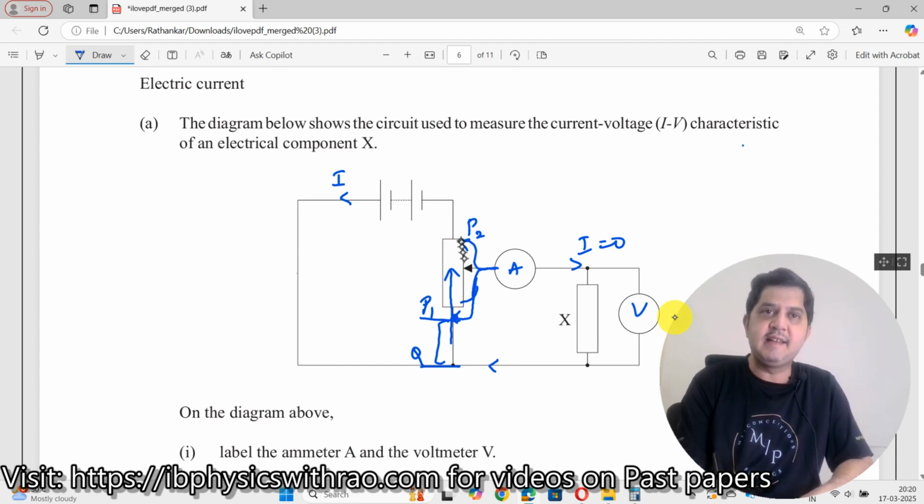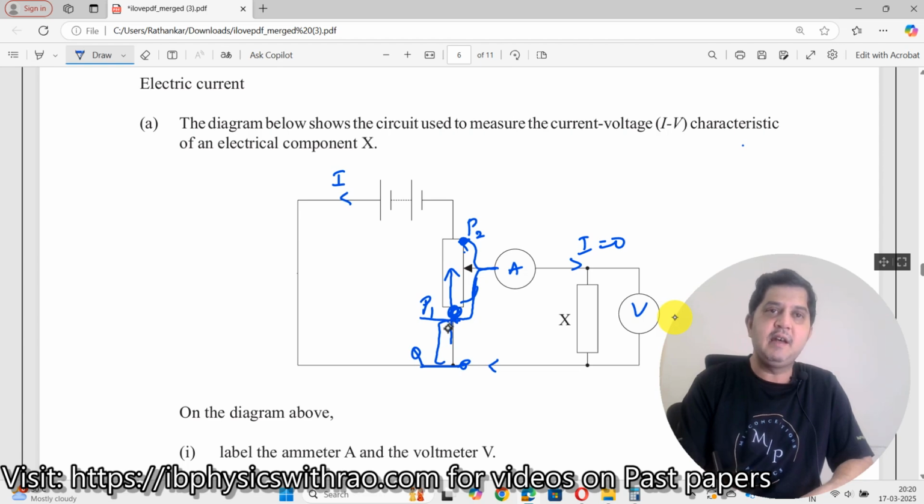Okay, so as a result of this, now it can go like this. Now you see this point and this point, there is definitely a potential difference between these two. And as a result of it, definitely there will be some amount of current which can pass through. So thus P1 could be the right answer.